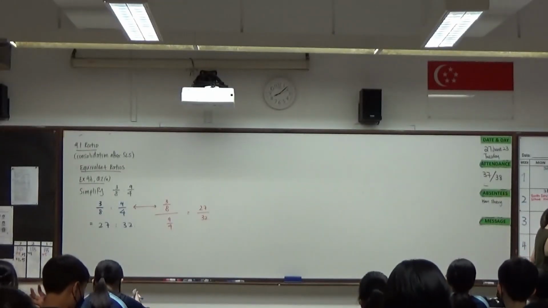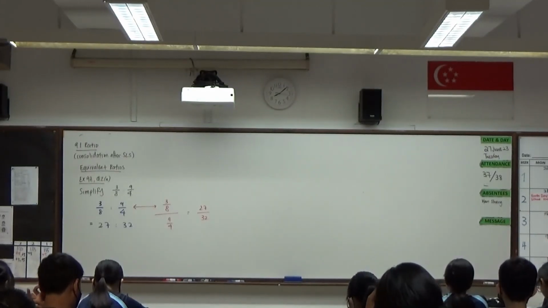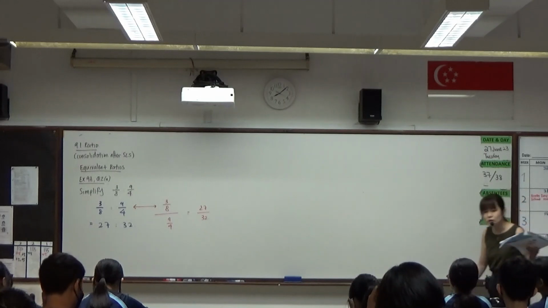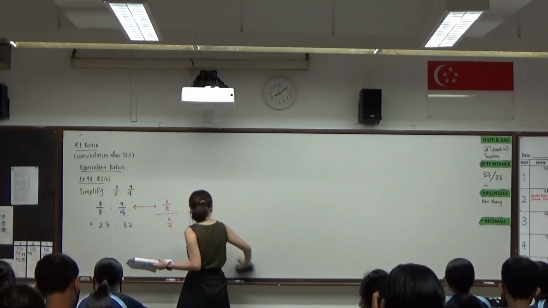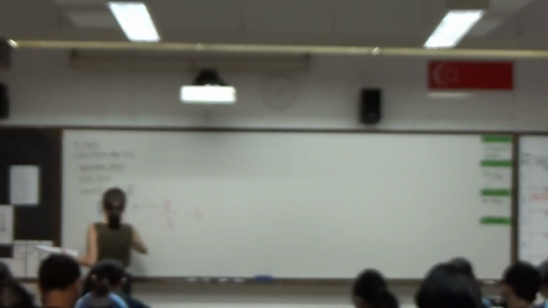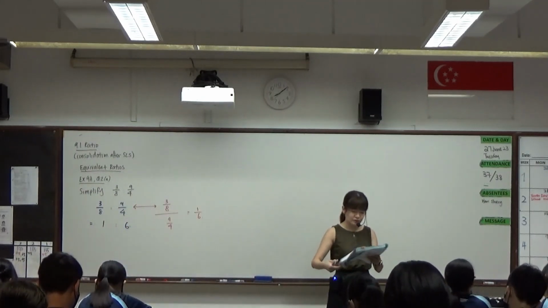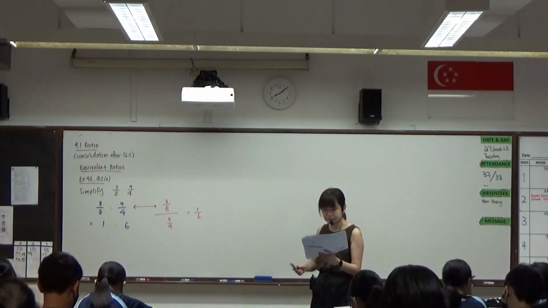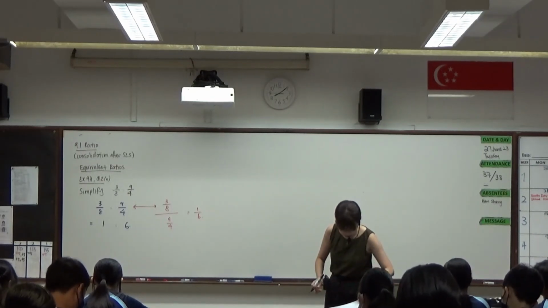Is it correct? I'm relying on you to give me the correct answer. 3 over 8 divided by 9 over 4. Say 1 over 6. What do you press on your calculator? 1 over 6, right? Okay, answer is 1 over 6, right? Okay, then, where was I?